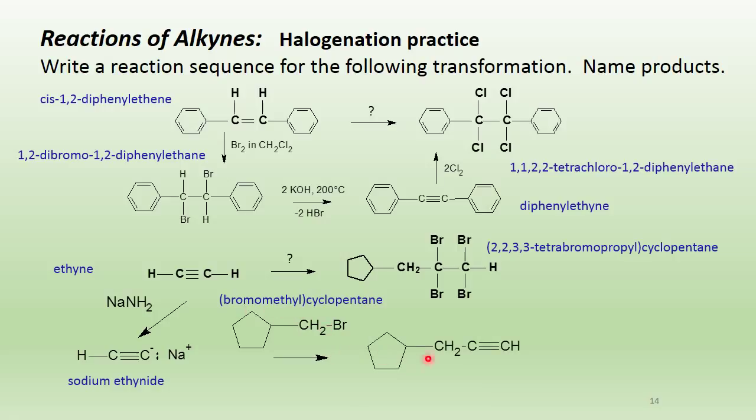Our product looks like this. So this would be carbon 1, 2, 3, cyclopentyl propyne. To get to our final product, it's simply a matter of adding 2 equivalents of bromine in dichloromethane, and we have our 2,2,3,3-tetrabromopropylcyclopentane. Easier to do than it is to say.